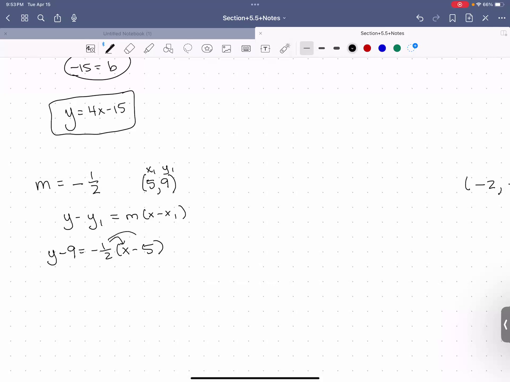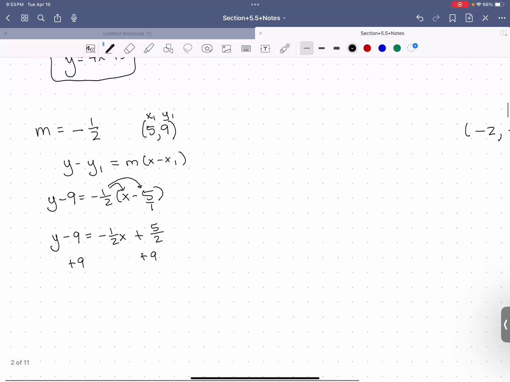I'm going to distribute that -1/2. If we keep the fraction, that would be -1/2 times -5. We can write that -5 as -5 over 1. So we'll have -1/2 x. The double negative turns into a positive, so plus 1 times 5 gives us 5, 2 times 1 gives us 2. To solve for y here, we would need to add 9 to both sides of this equation.